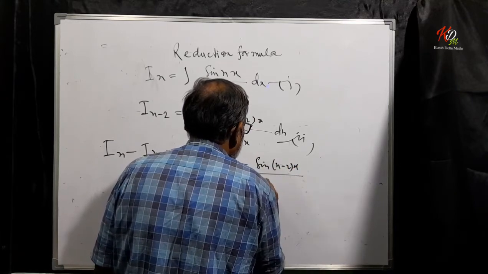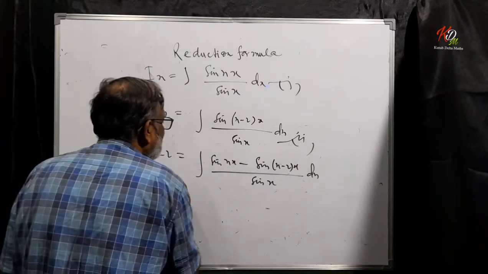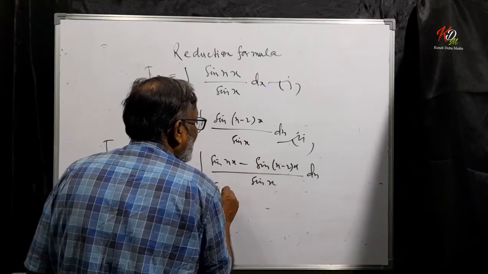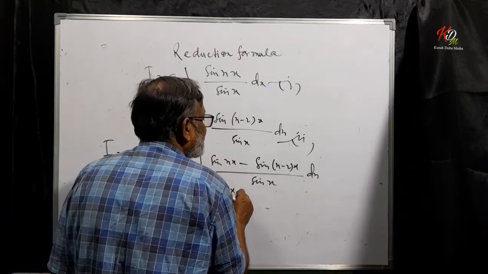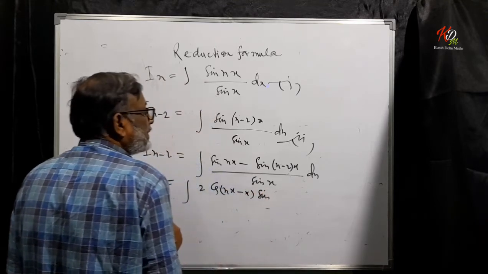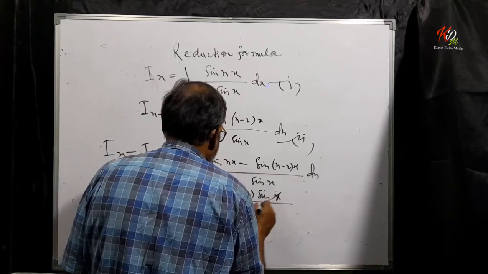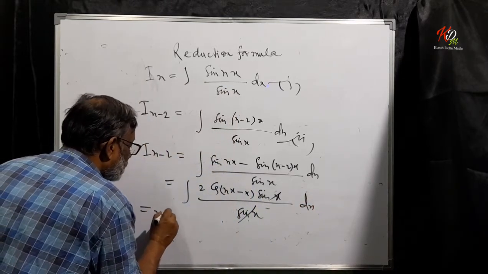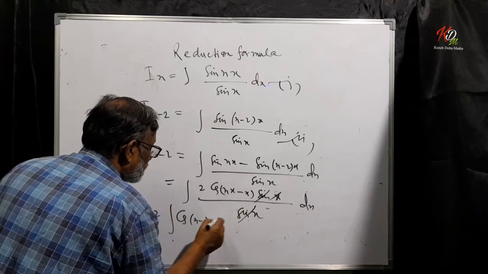Sin c minus sin d, the basic trigonometry. Sin c minus sin d equals 2 cos of (c plus d) by 2 into sin of (c minus d) by 2. So it becomes 2 cos n minus 1 x into sin x by sin x dx, that is 2 cos n minus 1 x dx.